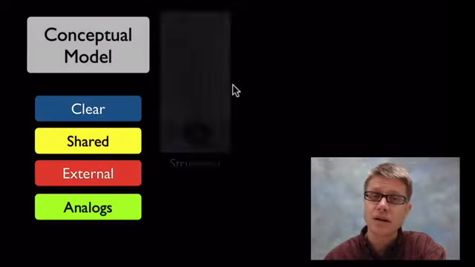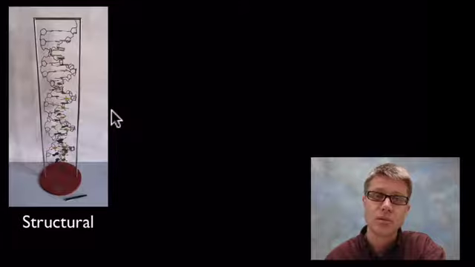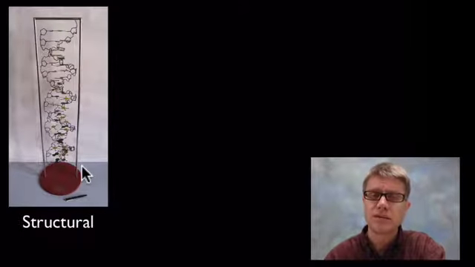Those analogs can basically be structural. This would be the structure of DNA in a model. We haven't seen DNA per se. We can't see it. It's too small. But we can build models that explain how it works.